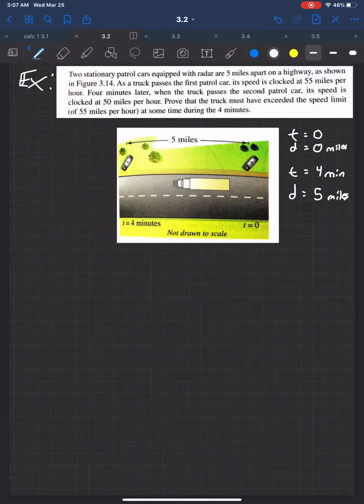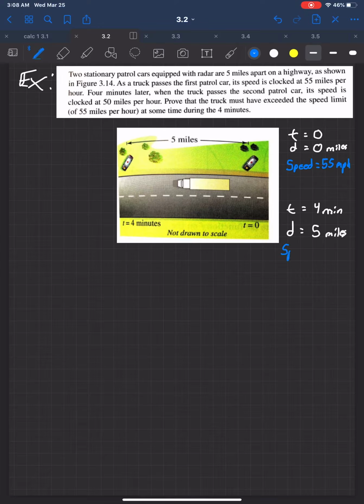So let's go ahead and write the speed at each of those times. Ready? So at time 0, that would be distance 0 for us. The speed was clocked at, what did we say? 55 miles per hour. Now, 4 minutes later, that truck has moved 5 miles. And again, another patrol car clocks this truck driver at 50 miles per hour.